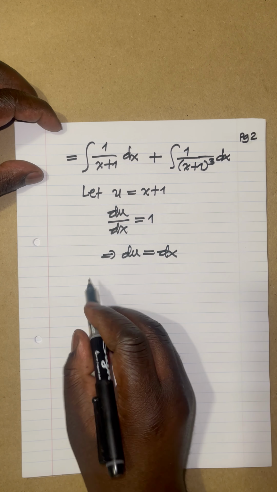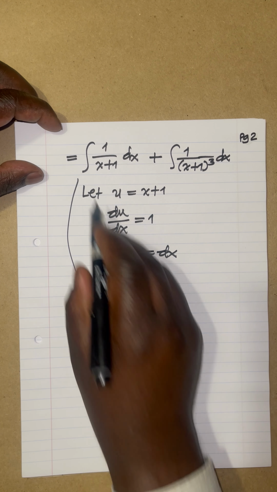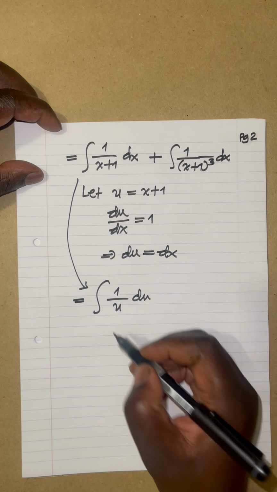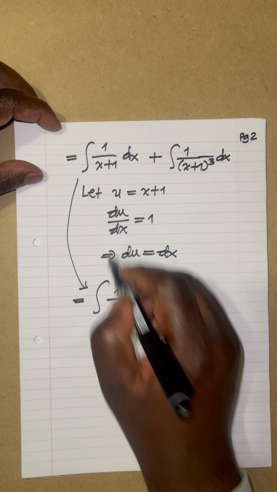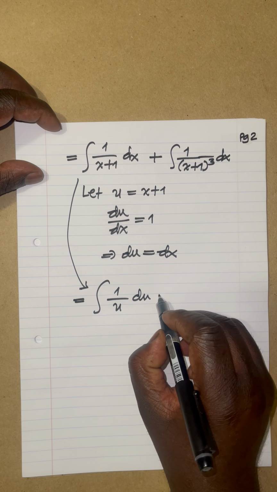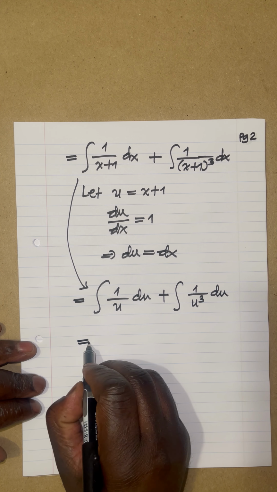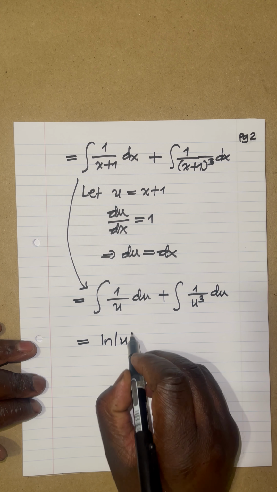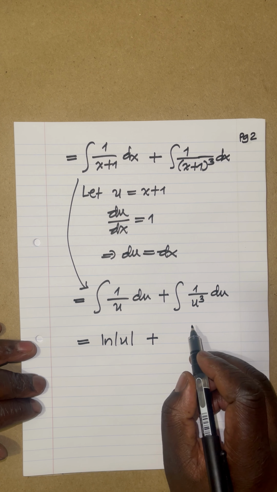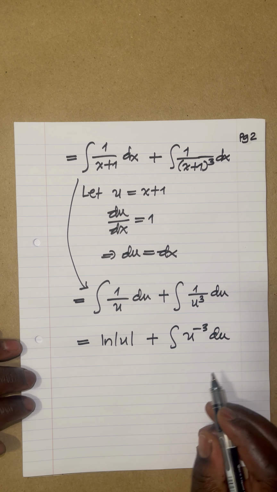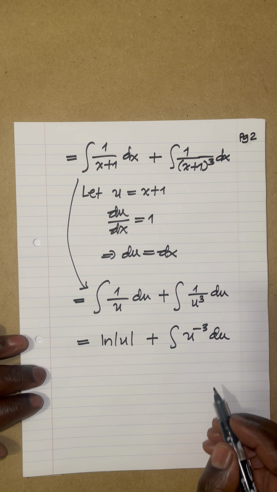Now, going back there, this integral will be equal to the integral of 1 over u du, because dx equals du, and u is x plus 1. And then we have plus the integral of 1 over u cubed du. Now you'll agree with me that the integral of 1 over u is natural log of u. So this is natural log of u, plus this part here, which we're going to rewrite as the integral of u to the power minus 3 du, and then use the simple power rule here. We're going to add 1 and divide the result.